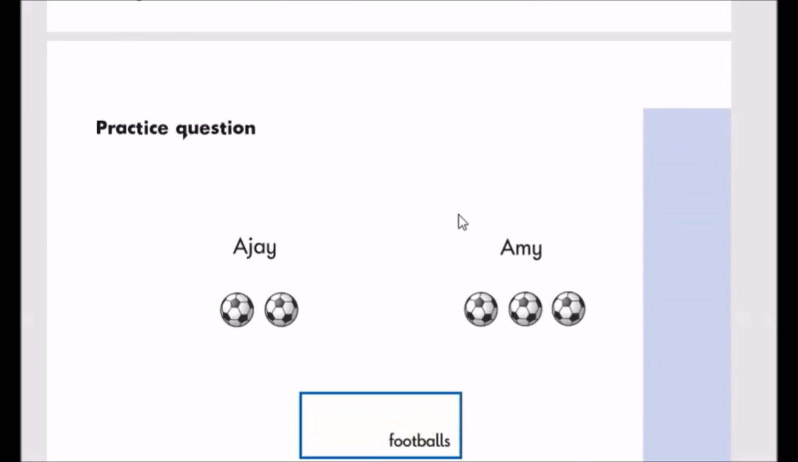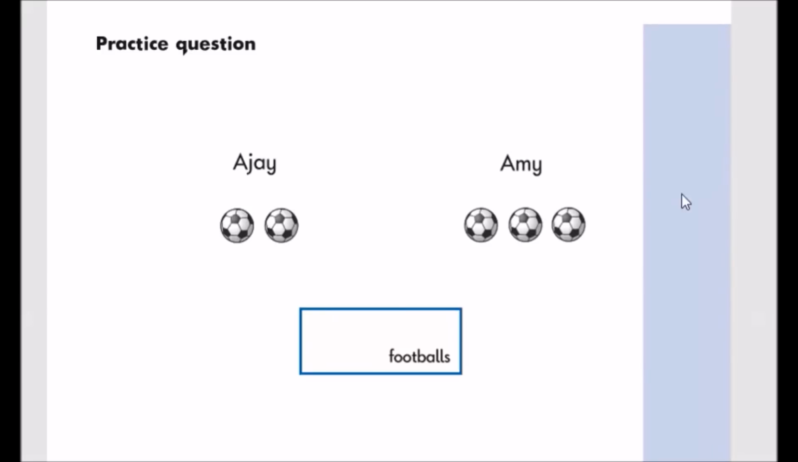Okay, so practice question. In this practice, all I'm going to do is read out the question and you just have to fill out your answer into the blue box. So AJ has 2 balls. Amy has 3 footballs. How many footballs do they have all together? So we just add them up. So we have 2 footballs here and 3. And 2 plus 3 is 5. Okay, that's all you guys have to do. So let's move on to the actual questions.